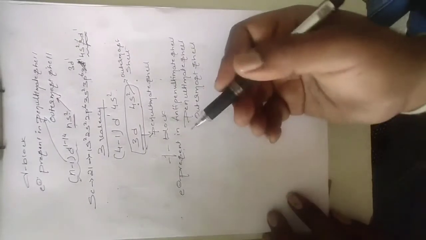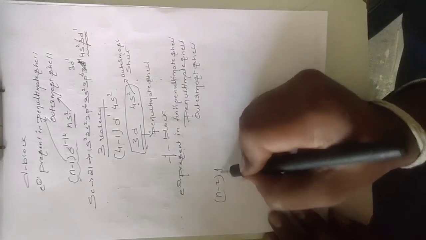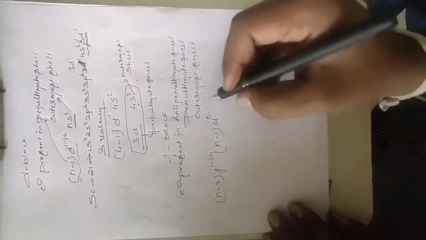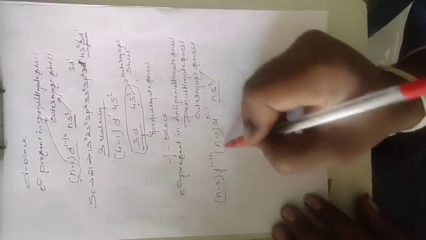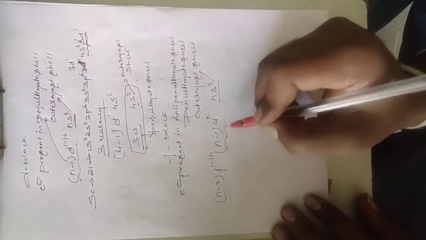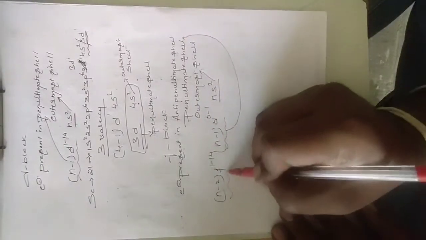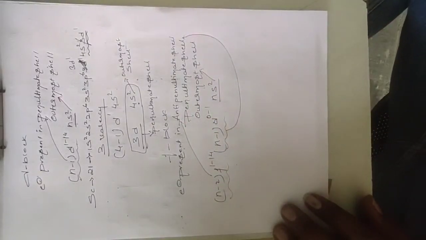We will write the general electronic configuration, that is (n-2)f1 to 14 (n-1)d0 to 1 ns2. You see, ns2 is the outermost shell. (n-1)d0 to 1 is the penultimate shell. Then (n-2) is the antepenultimate shell of the f block elements.